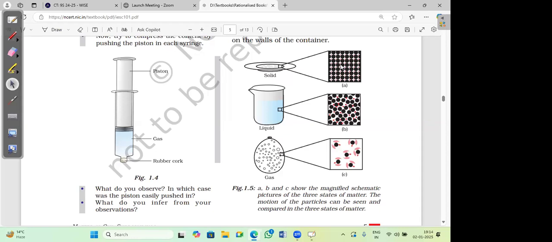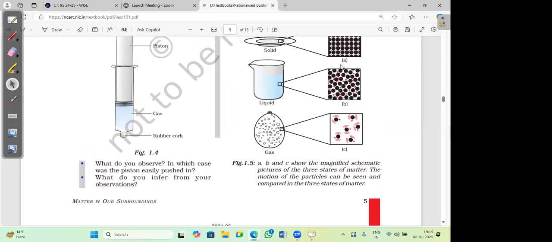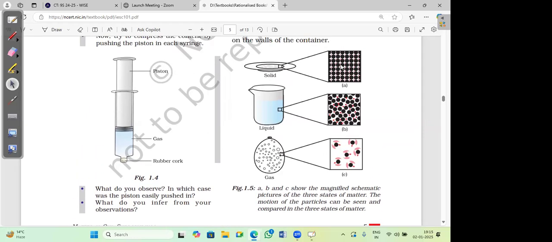Whereas in liquids the particles are just sliding over each other. They are not moving freely, but they are sliding, moving away from each other. So that's the case of liquids. So you have the solids, liquids, and gases. These three characteristics show how the properties of each of them are different from each other.